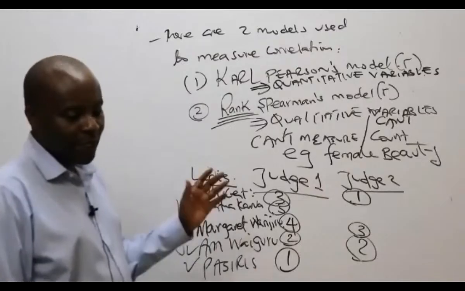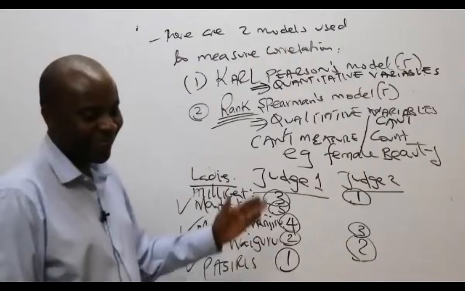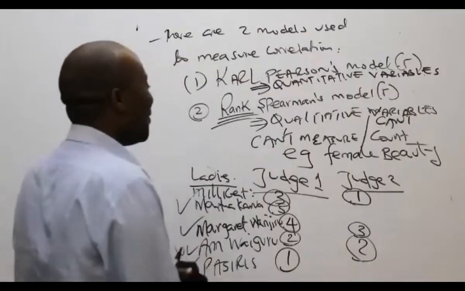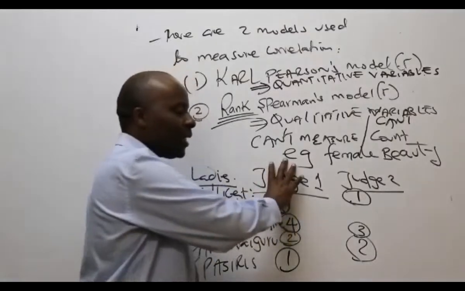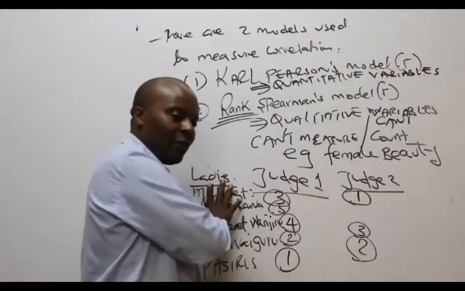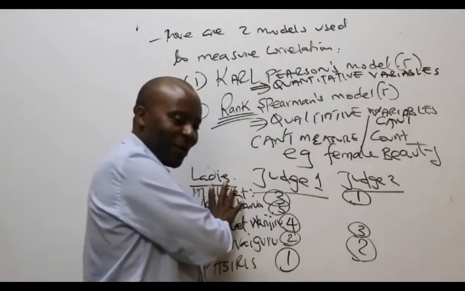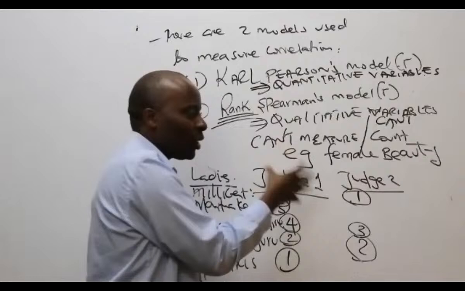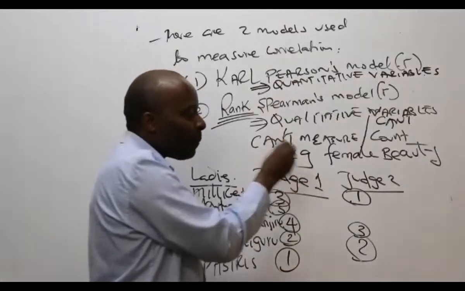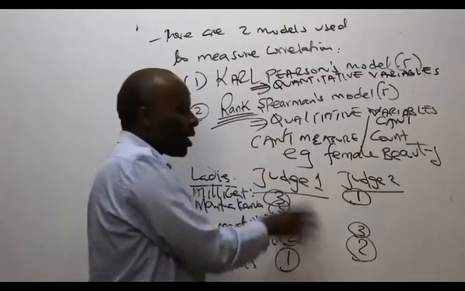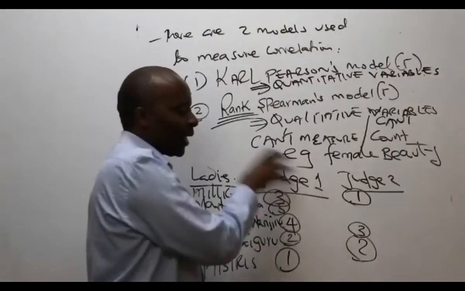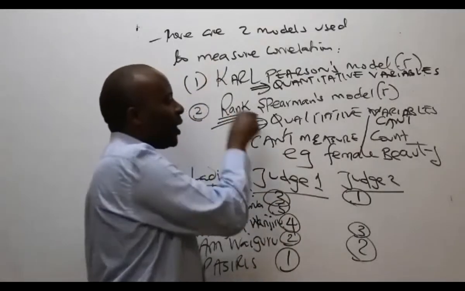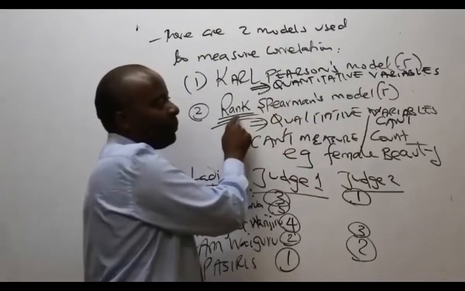Anyway, my point here, ladies and gentlemen, the rest are disqualified. We shall overcome. This is a qualitative variable. Female beauty, you can't attach a value to this. And for all qualitative variables, for purposes of measuring them, the only way is to have various judges ranking them. And if it is ranks that you have, then the only model you can use is the Spearman's ranks model.